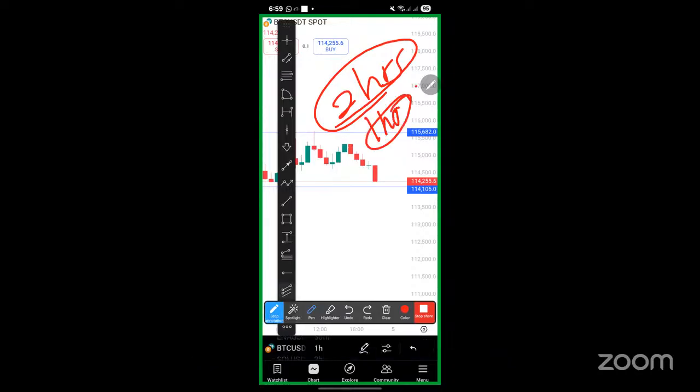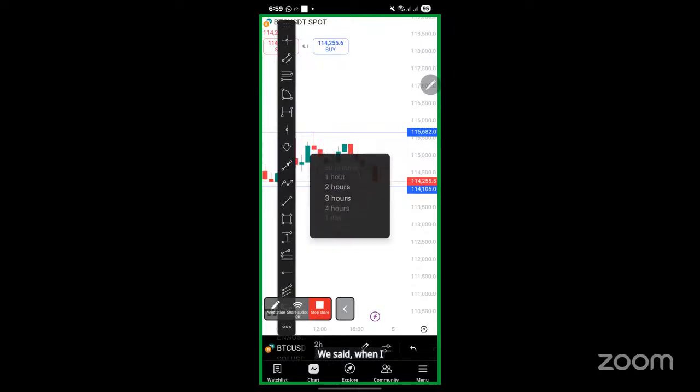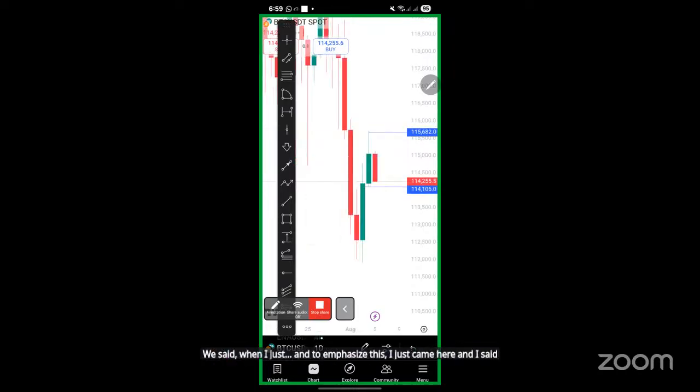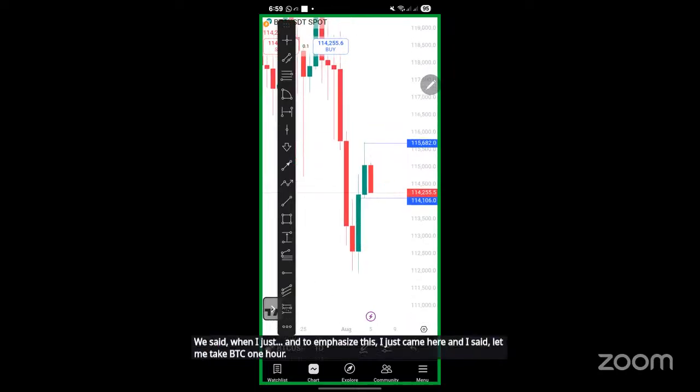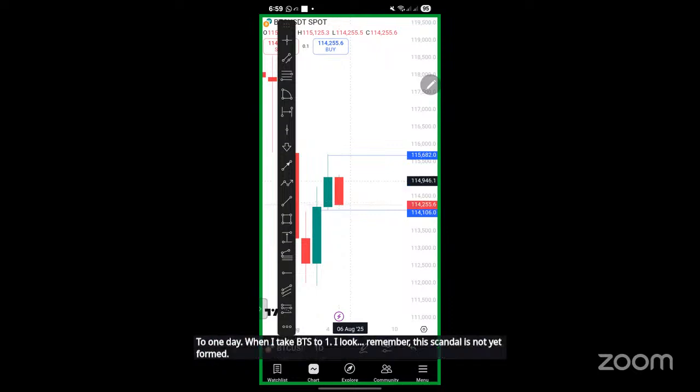Now, to emphasize this, I just came here and said, let me take BTC to 1 day. When I take BTC to 1 day, I look, remember, this candle is not yet formed. This candle is still forming, okay?